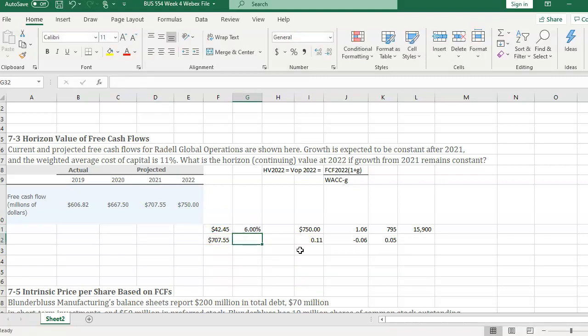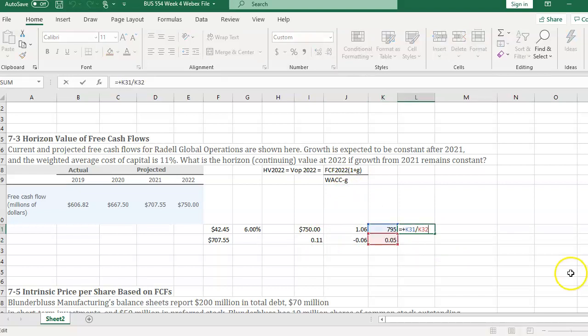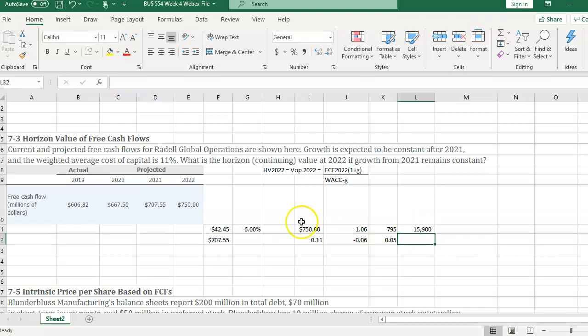And then I use that 6% to calculate the horizon value, because from years 21 and on, I'm computing a 6% growth rate. So I take that 750 right here, and I multiply that by 1.06 to get 795. Then I take my WACC of 11, I subtract the growth rate of 6, obviously that's 0.05, and right here, I divide those two numbers, I get 15.9 as my answer.